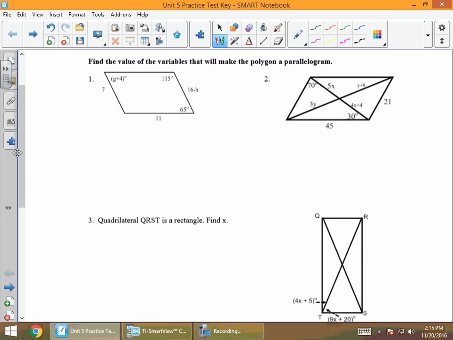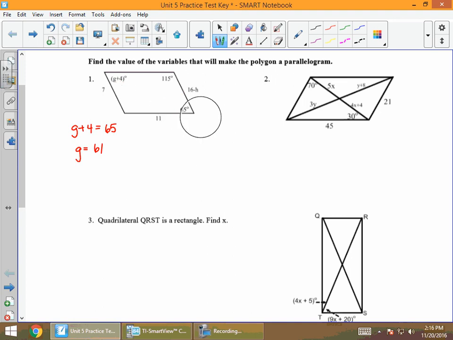So if I want to find G, I notice that one of my 7 traits is opposite angles in a parallelogram are congruent. So I know that this angle and this angle are the same. So I can set up an equation that says that G plus 4 is equal to 65. Obviously, solving this, we subtract 4 on both sides, and G is equal to 61.